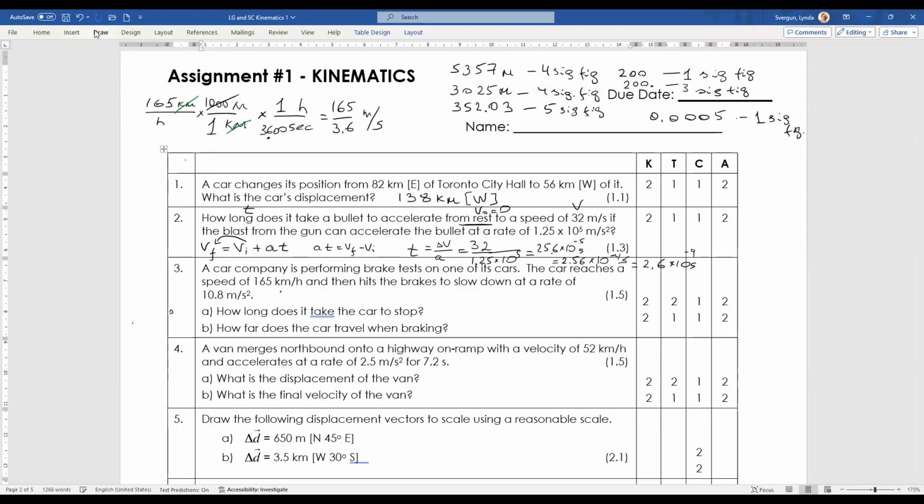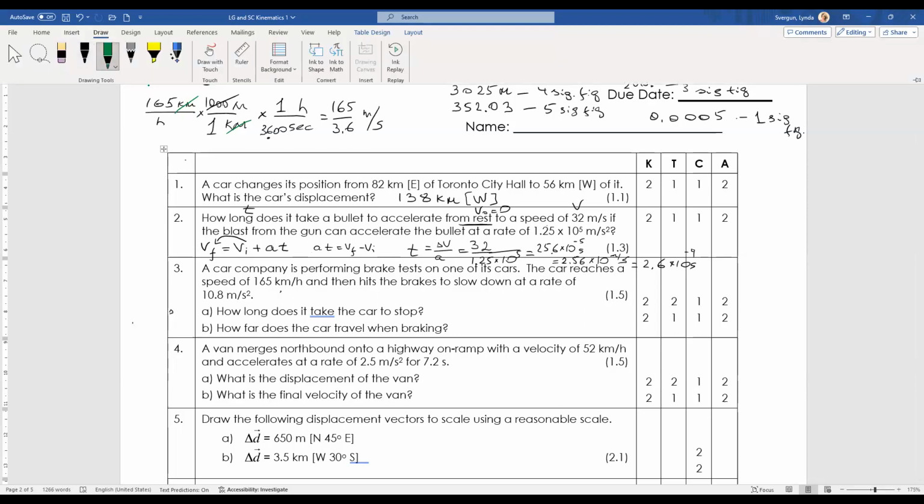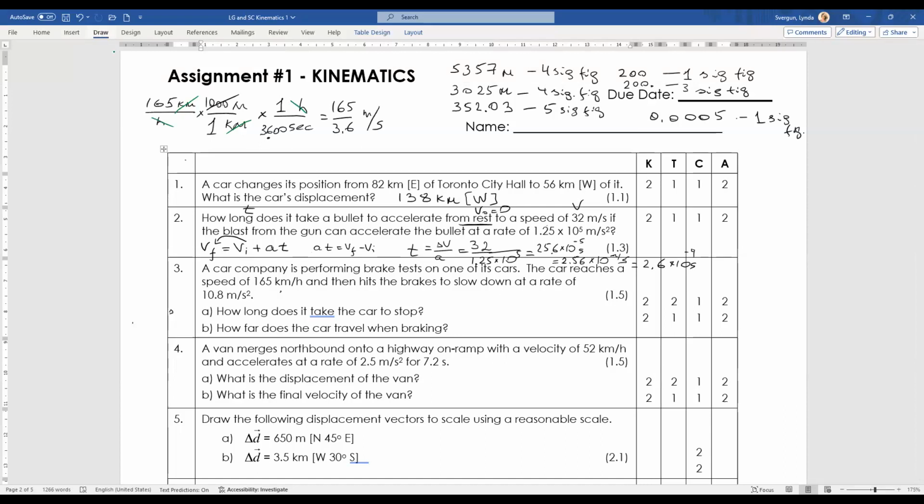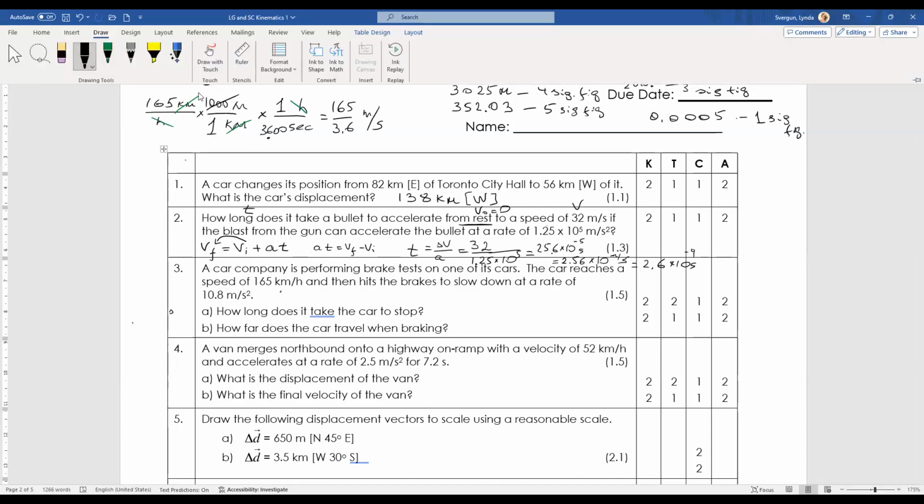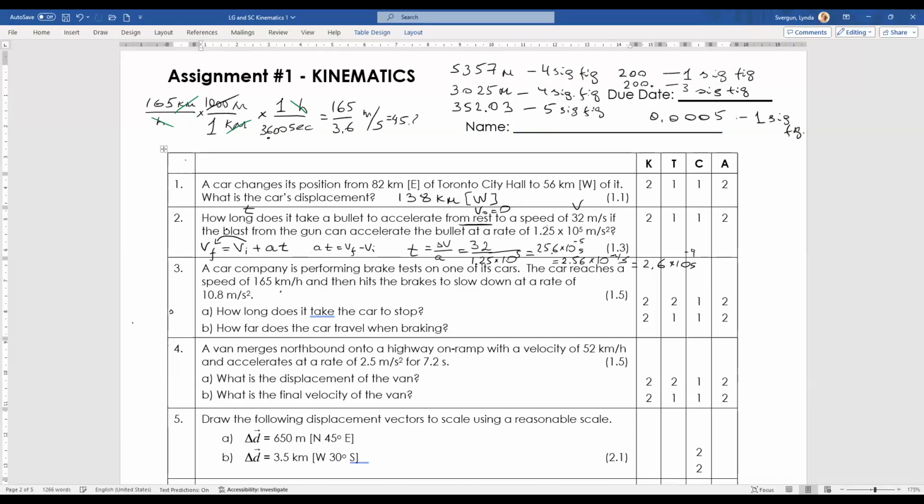Those hours we cancel too. 165 divided by 3.6 is 45.8. We'll keep 3 sig figs, meters per second. So you had initial speed 45.8, final 0, acceleration given. Time: the same formula we can use as above.